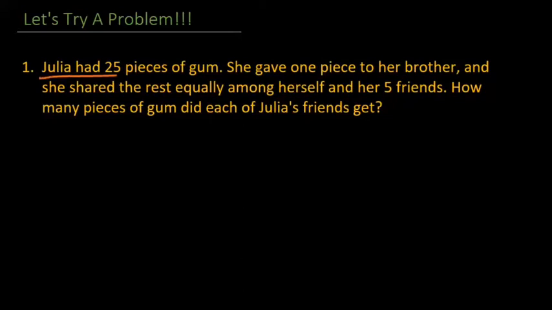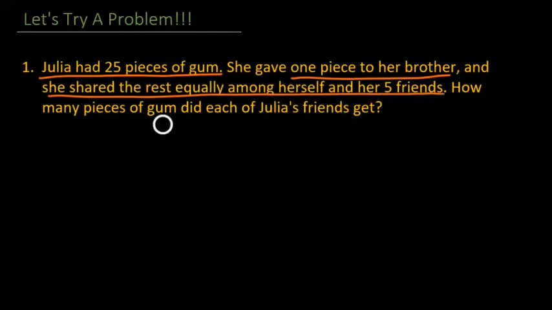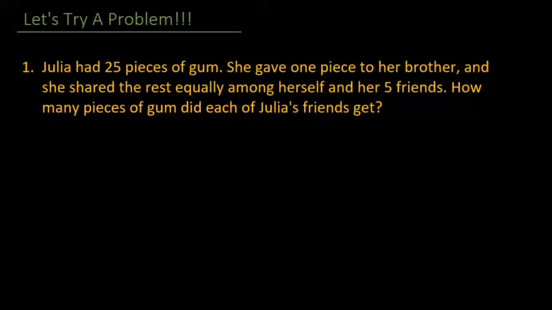So Julia had 25 pieces of gum. She gave one piece to her brother, and she shared the rest equally among herself and her 5 friends. How many pieces of gum did each, that means one, each of Julia's friends get? Here, let me just underline it with a different color because this is not really visible.